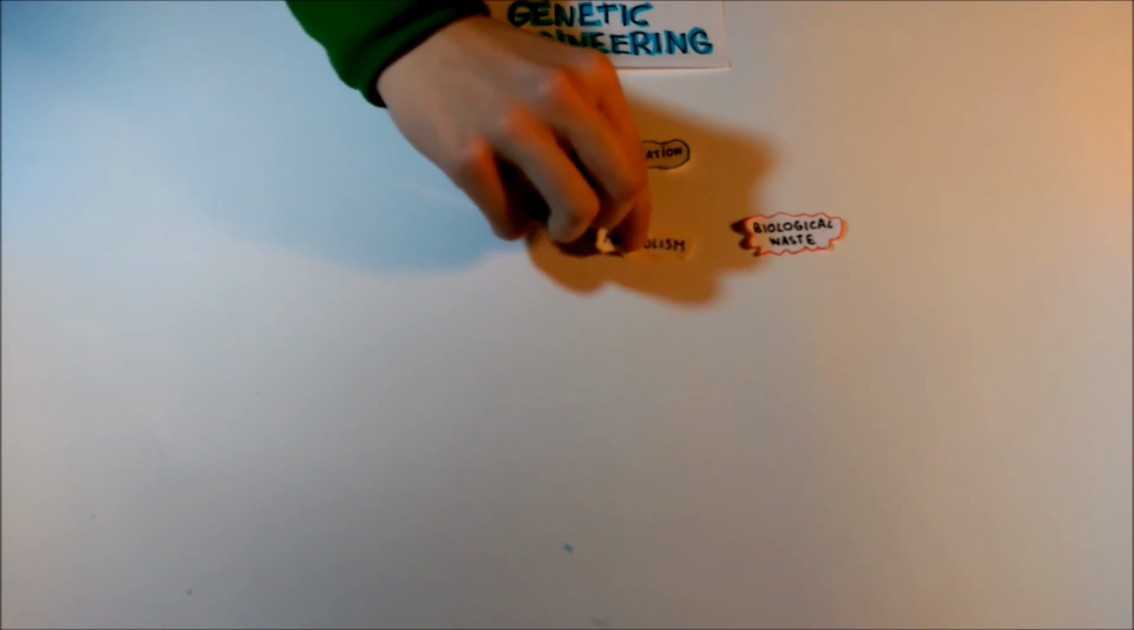Another technique that uses genetic engineering is bioremediation. It's a technique in which biological waste, except some heavy contaminants, is removed by using the metabolism of organisms. It can occur naturally or artificially.